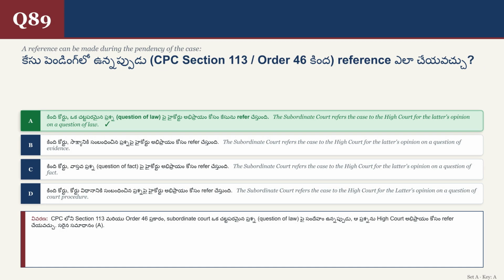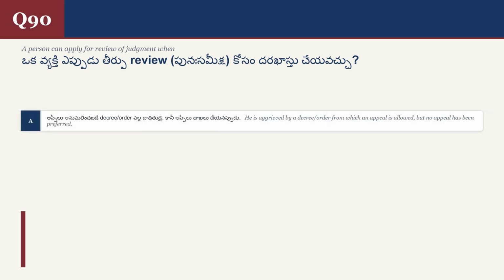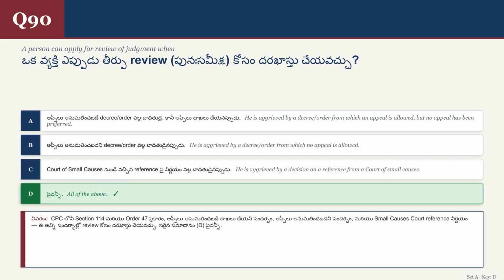A person can apply for a review of judgment when they are aggrieved by a decree or order from which an appeal is allowed, but no appeal has been preferred. It is also applicable if no appeal is allowed or if they are aggrieved by a decision on a reference from a court of small causes. Therefore, the correct answer is D, all of the above.